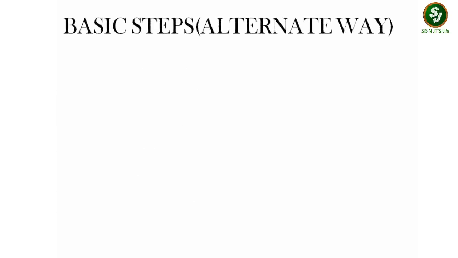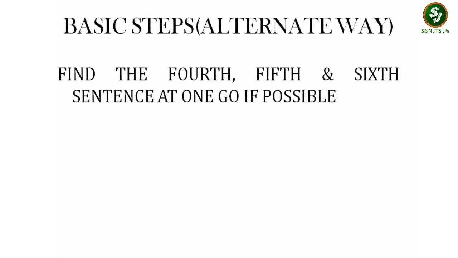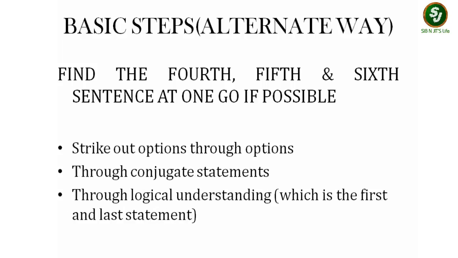Now, if you are confused with these previous steps, there is also an alternate way to find out the sequence of the sentences. What is that? Find the fourth, fifth and sixth sentences at one go if possible. So as soon as you have read out all the sentences which is given in a jumbled manner, just try to find out from the last. Okay, fourth, fifth and sixth sentences. Suppose we have 6 sentences, just try to find out the last 3 sentences at one go.